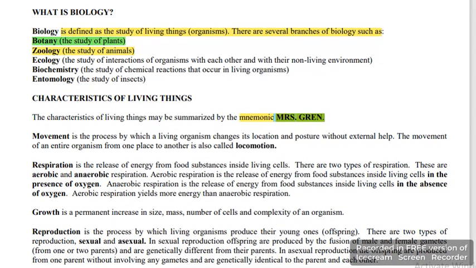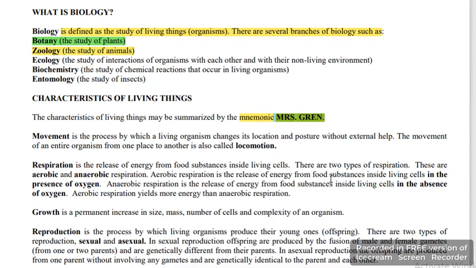Respiration is the release of energy from food substances inside living cells. There are 2 types of respiration. These are aerobic respiration and anaerobic respiration. Aerobic respiration is the release of energy from food substances inside living cells in the presence of oxygen.